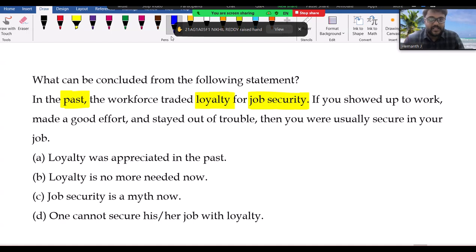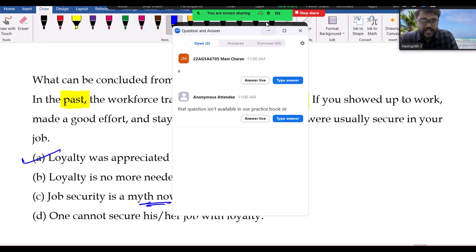No, they said in the past. Now, whether they need it or not, they didn't mention. And job security is a myth now? They didn't mention anything related to that. Regarding the present, they said past only. In the past, loyalty was maybe treated and appreciated. That's why it was a factor for job security. That can be concluded. Loyalty is no more needed now? They didn't mention the present case. This is all discussion about the present case, and regarding the present case, they didn't mention.